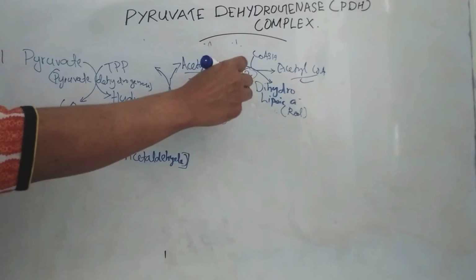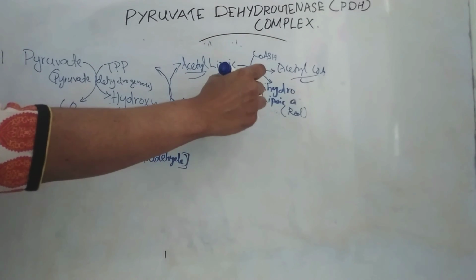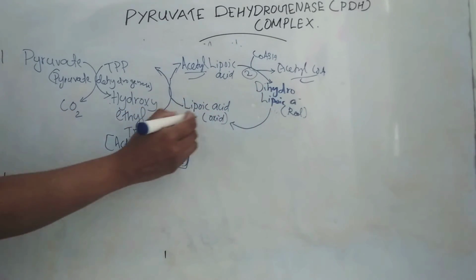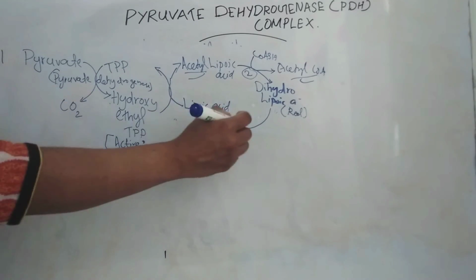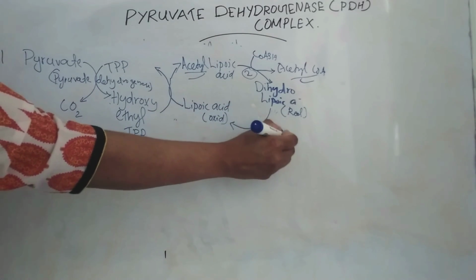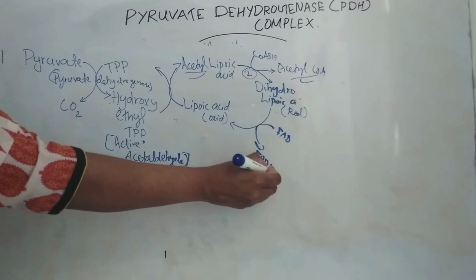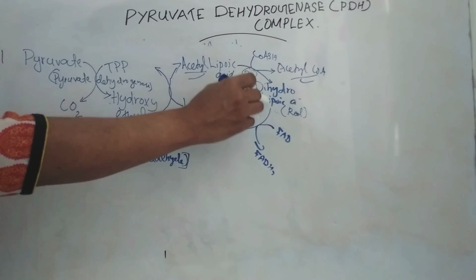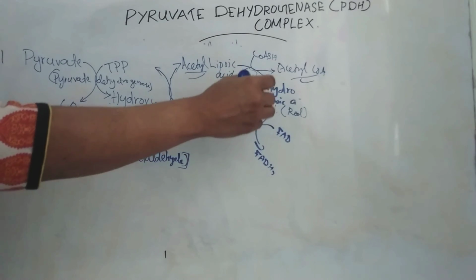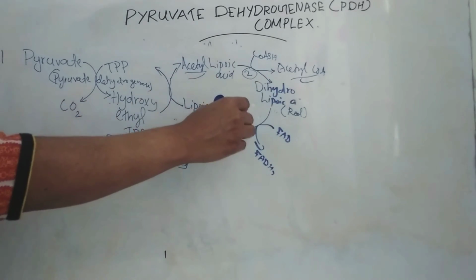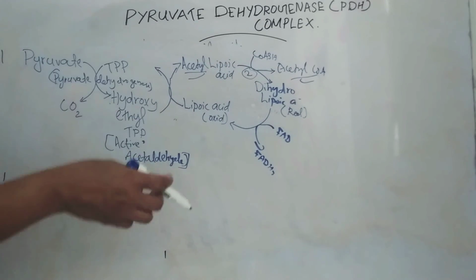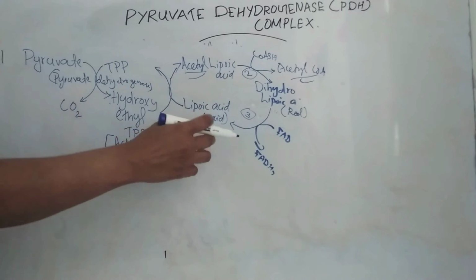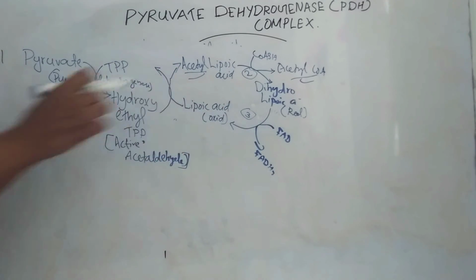Then this reduced lipoic acid, that is dihydrolipoic acid, is reoxidized by FAD. It forms oxidized lipoic acid, and FAD becomes FADH2. So this reduced lipoic acid, that is dihydrolipoic acid or dihydrolipomide, is reoxidized by FAD by the third enzyme, dihydrolipoyl dehydrogenase, and it is oxidized to lipoic acid.